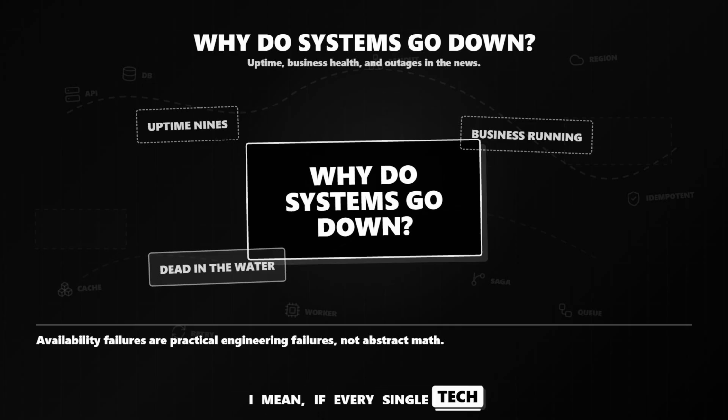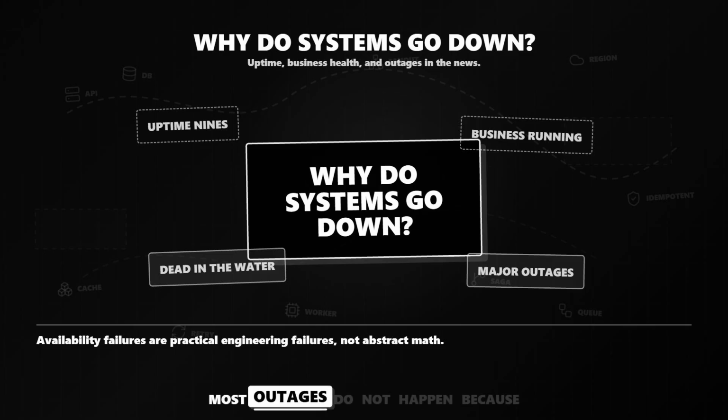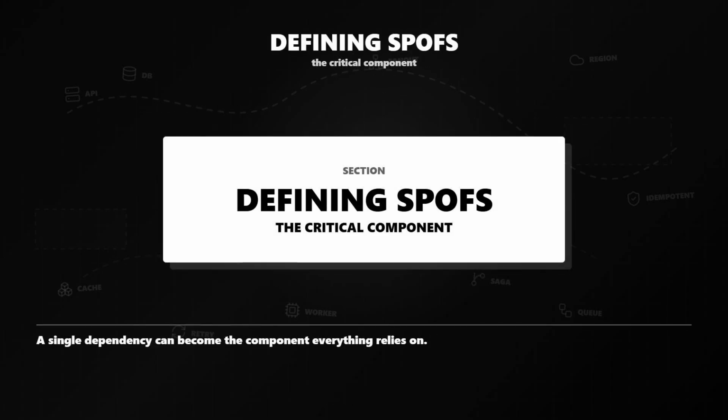I mean, if every single tech company on Earth wants high availability, why are we still constantly seeing major outages in the news? Well, the answer is surprisingly simple, and it comes down to practical engineering reality. Most outages do not happen because absolutely everything in the architecture fails at once. It's almost never a total, simultaneous system collapse. Section 2. Defining single-point failures, the component everything relies on.